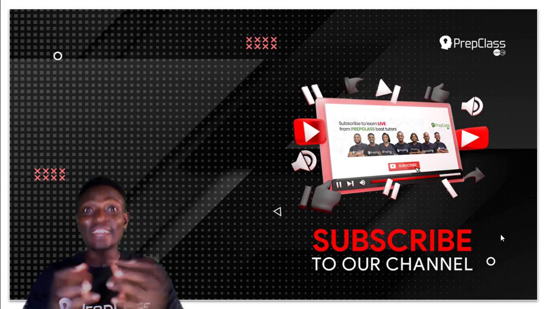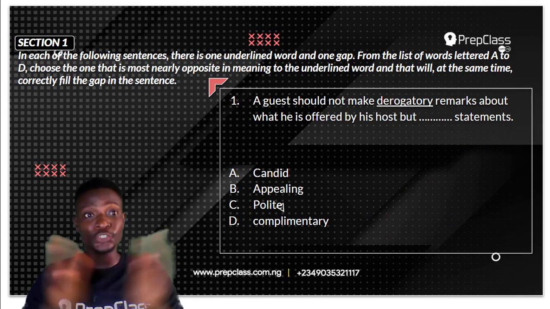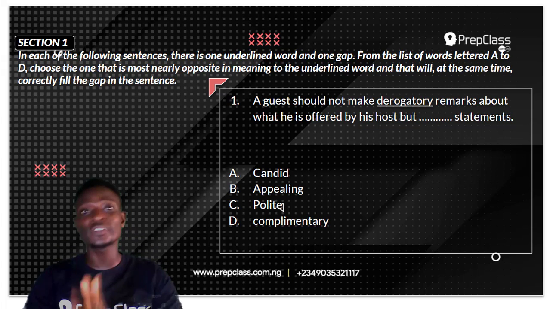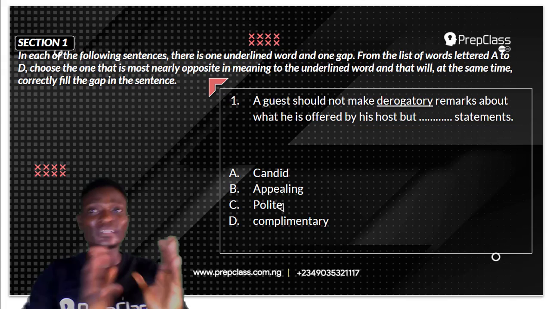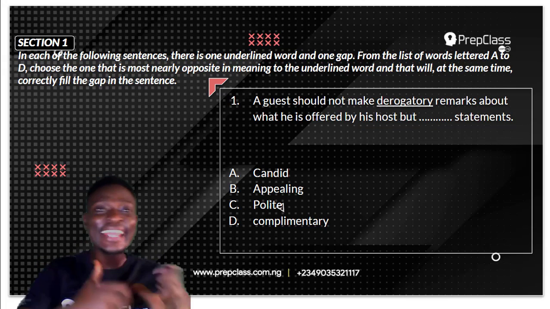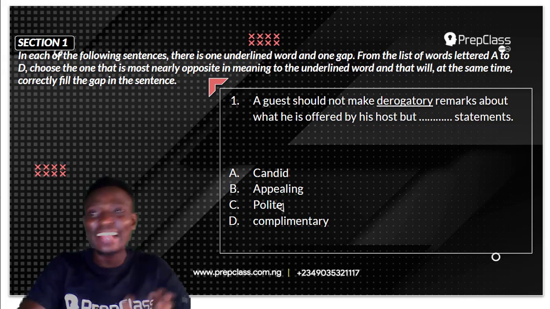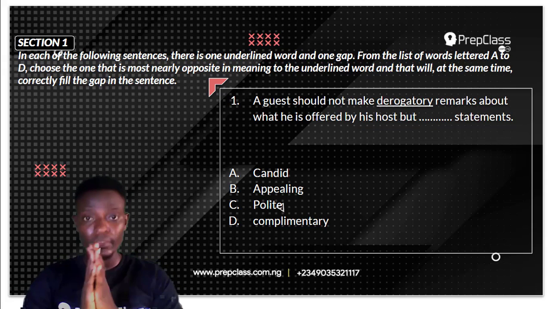So, let's move into the first question we have for today. The instruction for this series of questions says, in each of the following sentences, there is one underlined word and one gap. From the list of words lettered A to D, choose the one that is most nearly opposite in meaning to the underlined word and that will, at the same time, correctly fill the gap in the sentence.